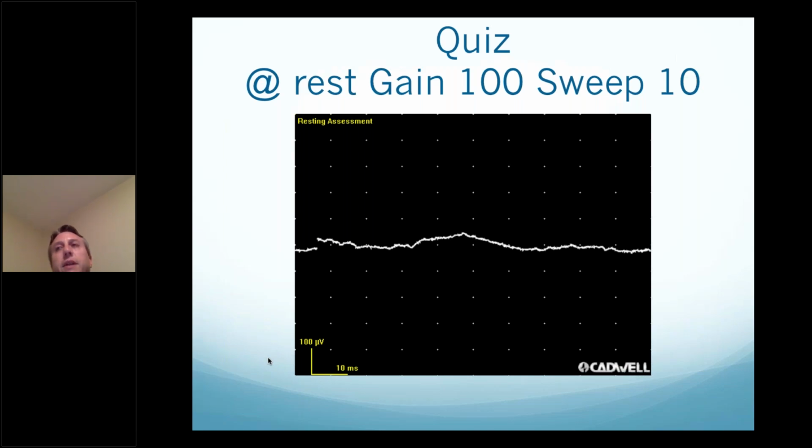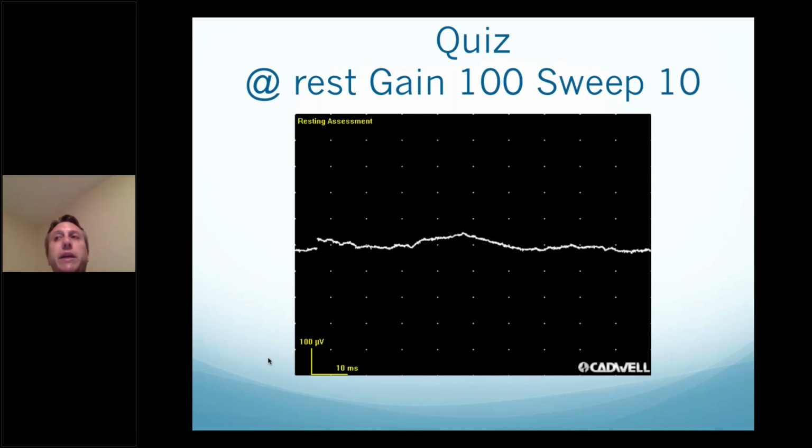Almost. There was definitely insertional activity, but the fibs and positive sharp waves weren't sustained. They started, but then they didn't continue. Remember, the fibs and positive sharp waves have to be sustained. So this would be increased insertional activity. The needle moved, and we saw some potentials going across the screen, but they didn't stay. They kind of died off a little bit.